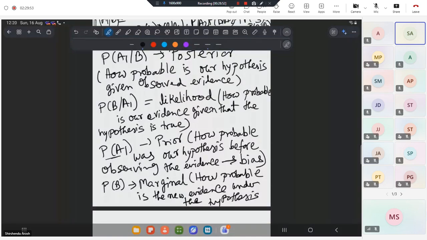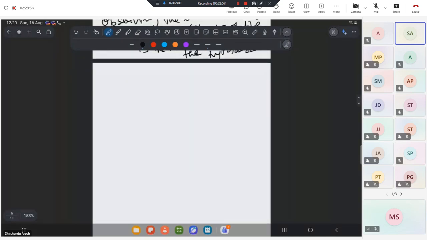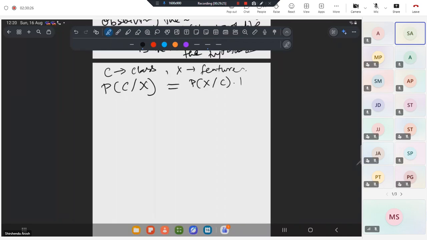Let me give you the basic idea: say I am using a lot of features, which we generally do, and we try to specify them in terms of class. So C is the class and X are the features. What is the meaning of P of C given X? If I use the Bayesian theorem, we generally write P of X given C multiplied by P of C, by P of X.